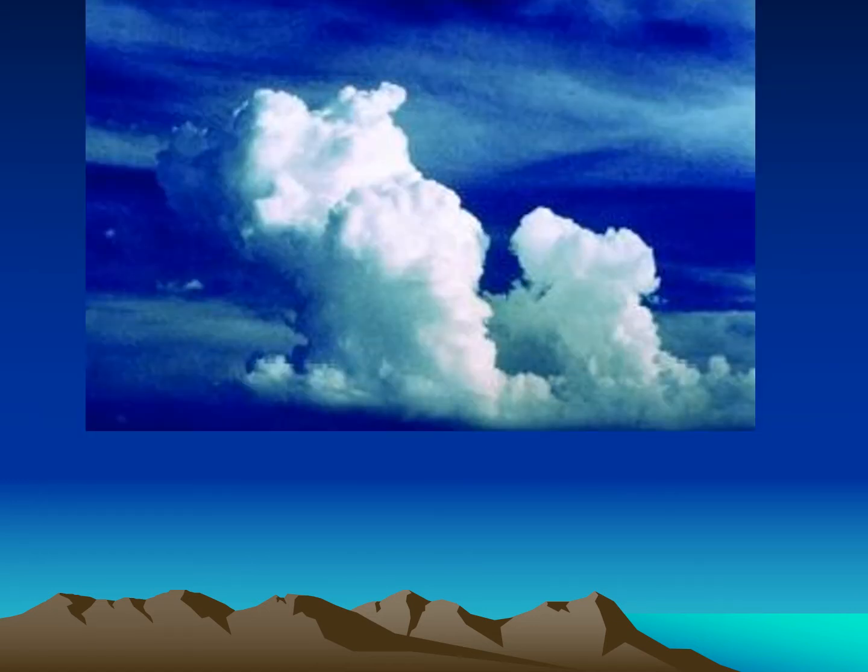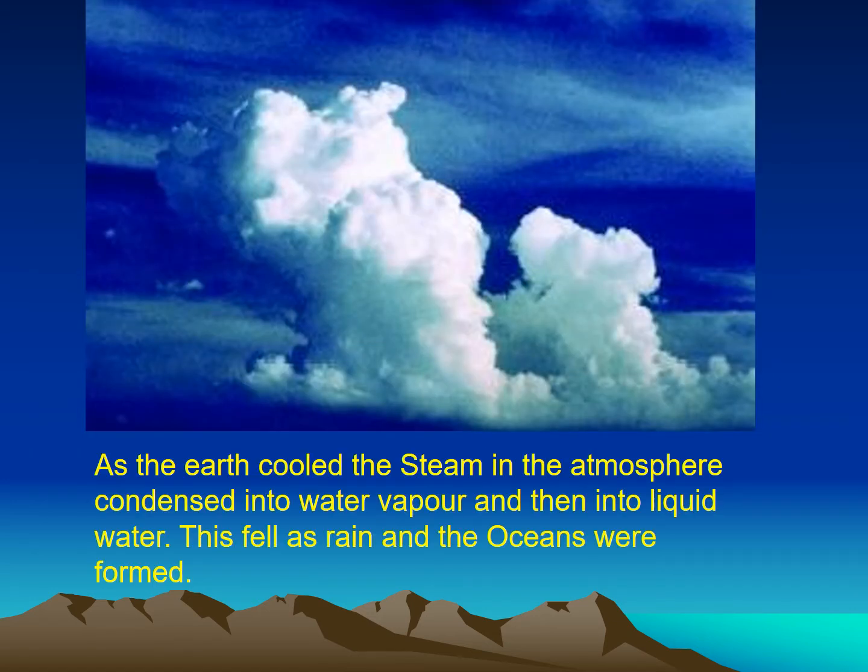Then, as it cooled even more, this steam in the atmosphere starts to cool and condense. And why do I have a picture of a cloud there? Because that's what it is. It is water vapor cooling, condensing, and then eventually it will rain, and that liquid water will fall.